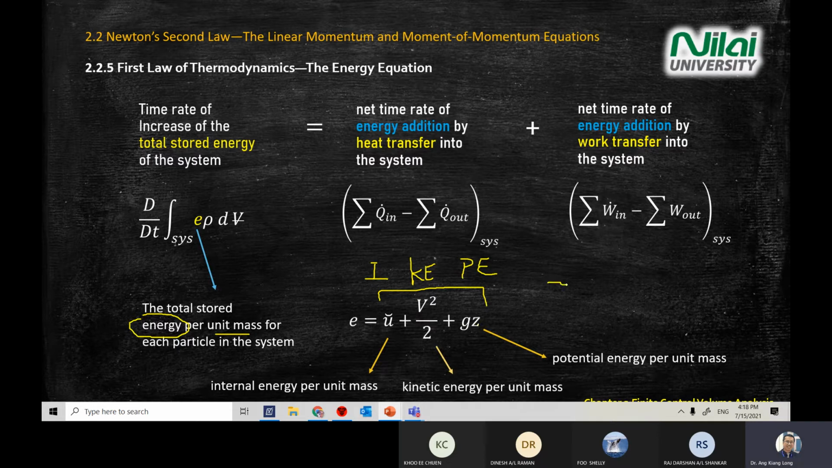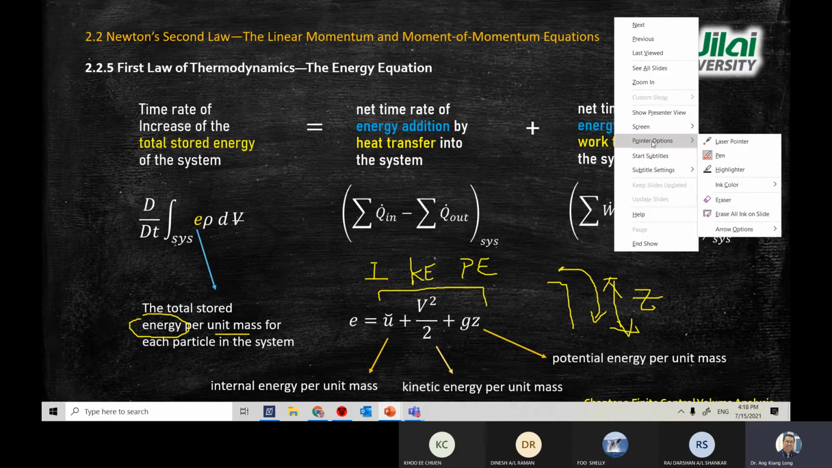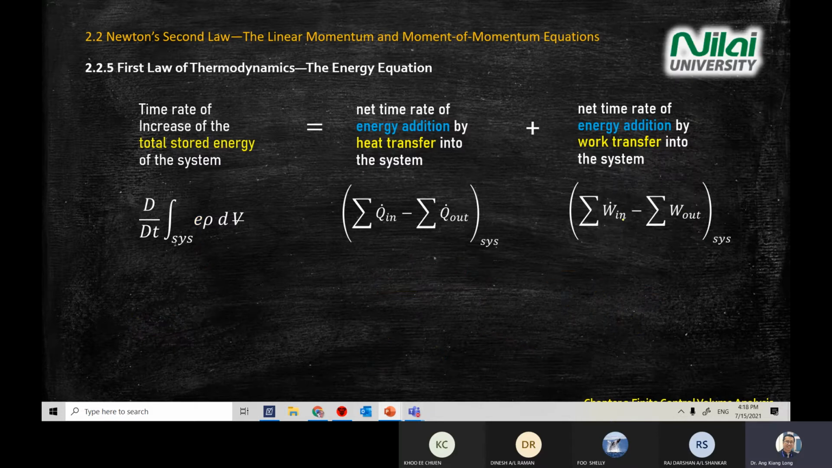For example, you throw a stone from a cliff. The potential energy will be considered from the elevation of the drop point, which is the z, or the h that you use in your physics or SPM class. But for this module, we'll use z to represent the changes of height. The concept is still the same. Next, we move on.